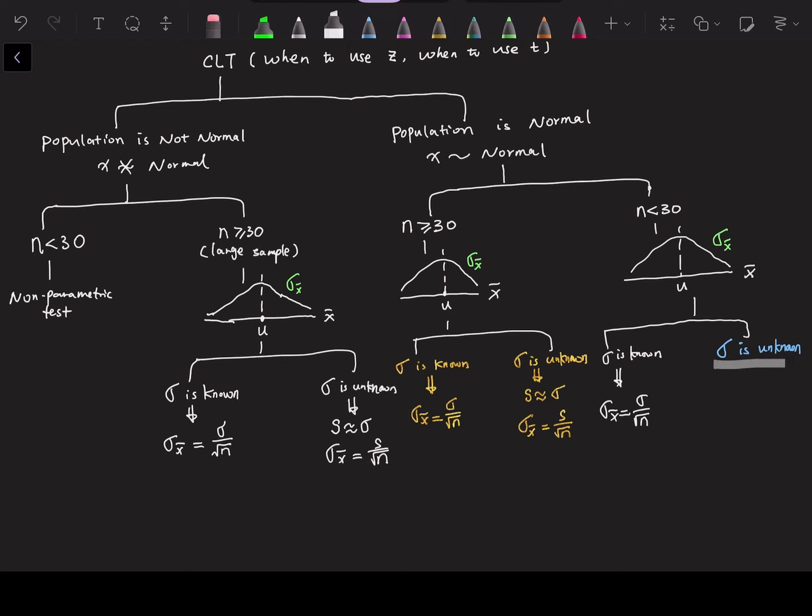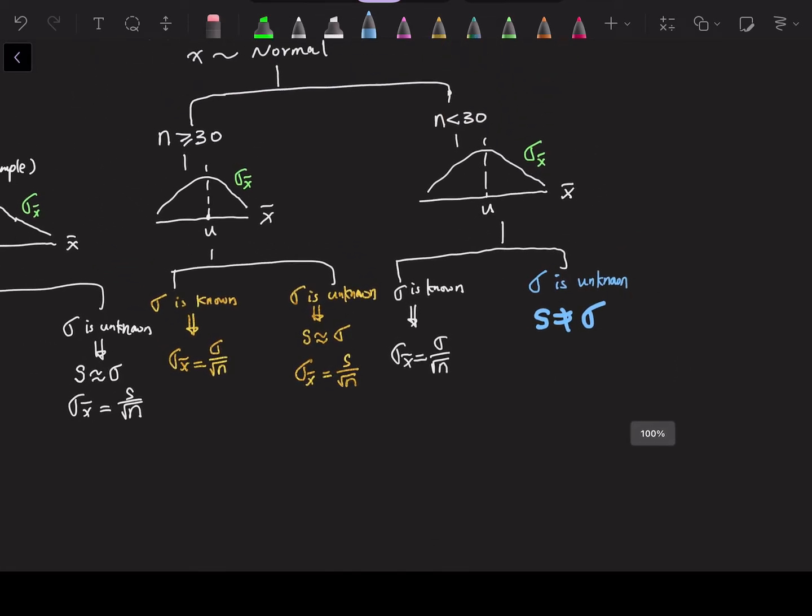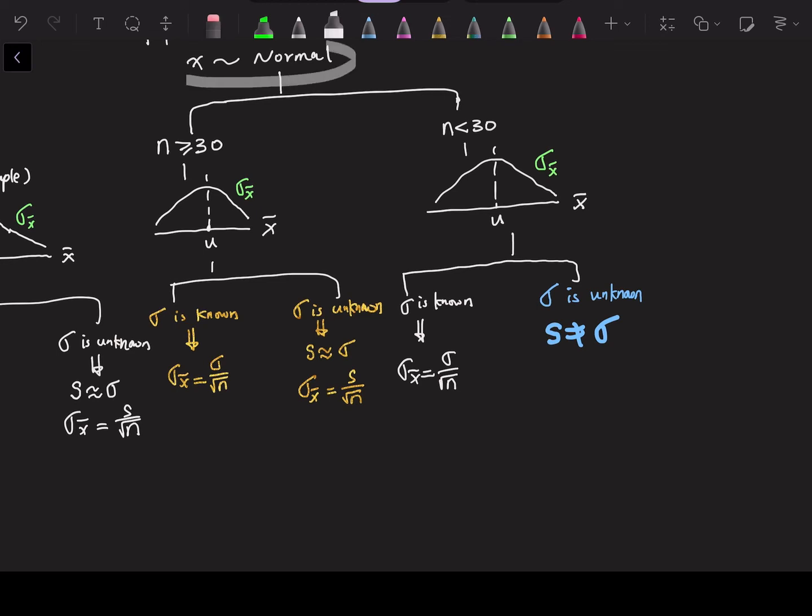And now sigma is unknown, but the sample is small. In this case, s is not equal to sigma, so we cannot use s to approximate sigma. In this case, we should consider using the t statistic, so we should use the t distribution. Let me zoom in a little bit. We need the population to be normal or nearly normal. If n is small and sigma is unknown, then you should use the t distribution.